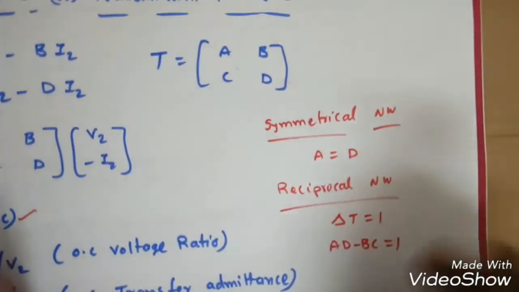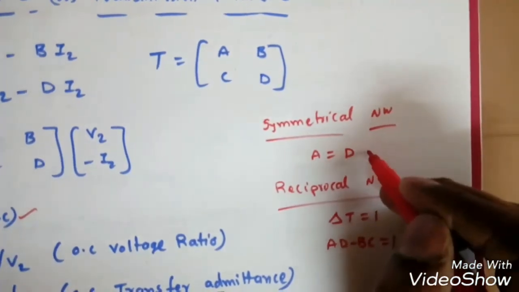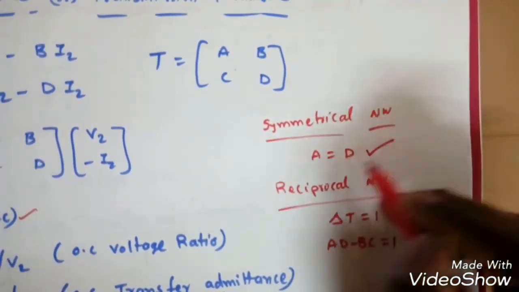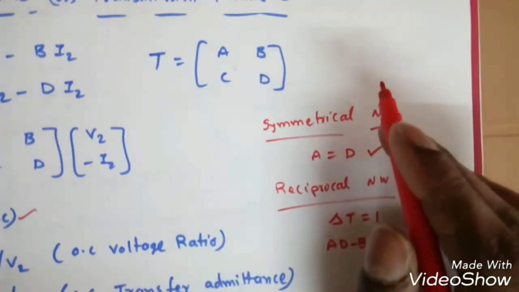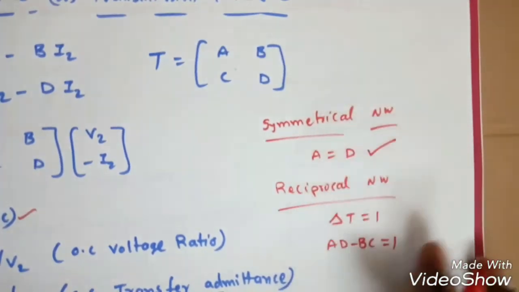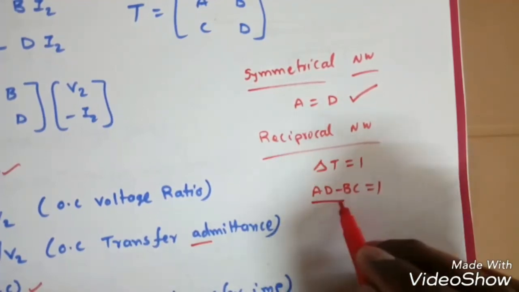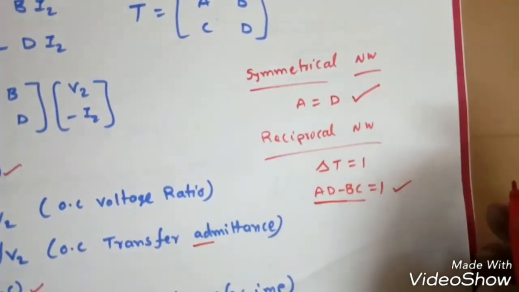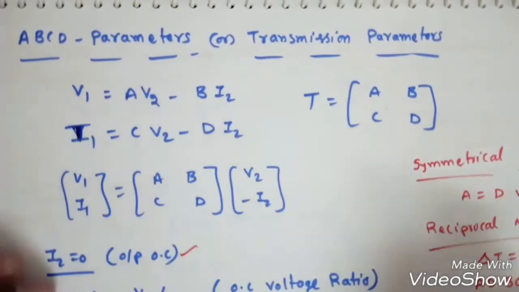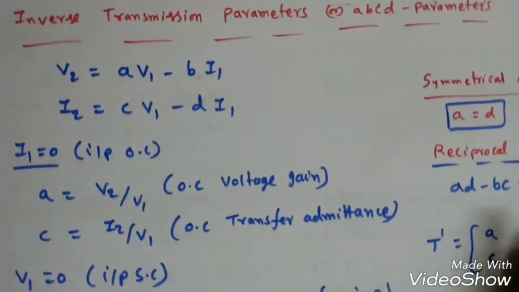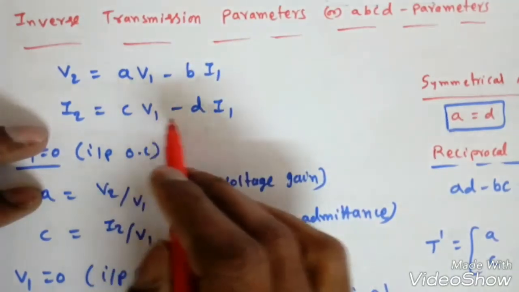Now if I take the T parameters ABCD, a network is generally called symmetrical when A is equal to D. So it is the opposite of the previous inverse and hybrid parameters. For a reciprocal network, the determinant of the transmission parameters is equal to 1, that is AD minus BC is equal to 1. Now the inverse transmission is the same, but earlier this was V1, I1. Now we will take V2, I2, that's why it is inverse. So V2, I2 in terms of small a V1 minus B I1, C V1 minus D I1.